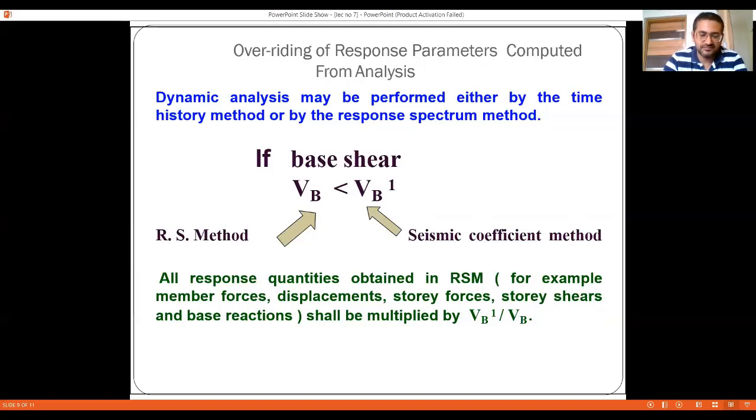So if the base shear obtained from the response spectrum is less, then, on the conservative side, the scale factor has to be applied in such a manner that the resultant base shear is at least 80%, in the range of 80% to 100%, of the base shear for the seismic coefficient method. The corresponding values of bending moment, shear force, story shears, displacement, amplitude, all these values are to be multiplied with the scale factor, which we calculate accordingly.